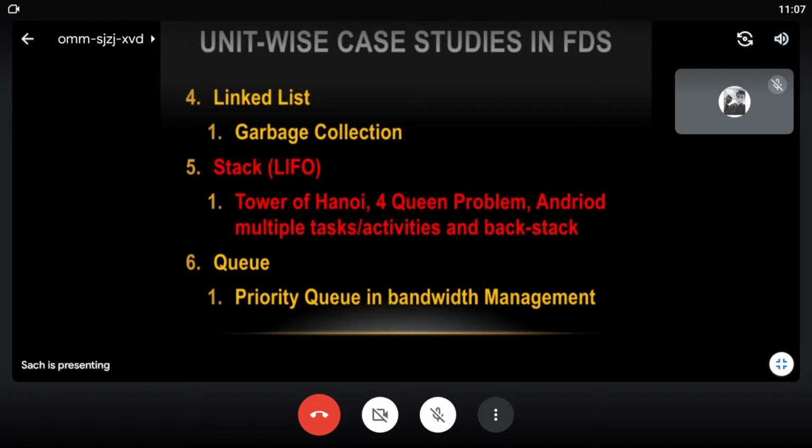Finally, we have queues in the 6th unit, and the case study is very interesting. That is, we have to study priority queues in bandwidth management. So bandwidth is related to network data transfer. So how bandwidth management can be done using priority queues will be the case study in unit 6.